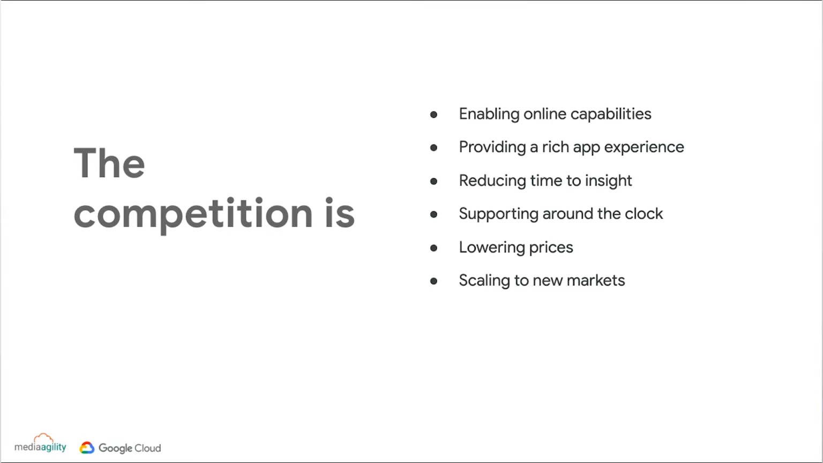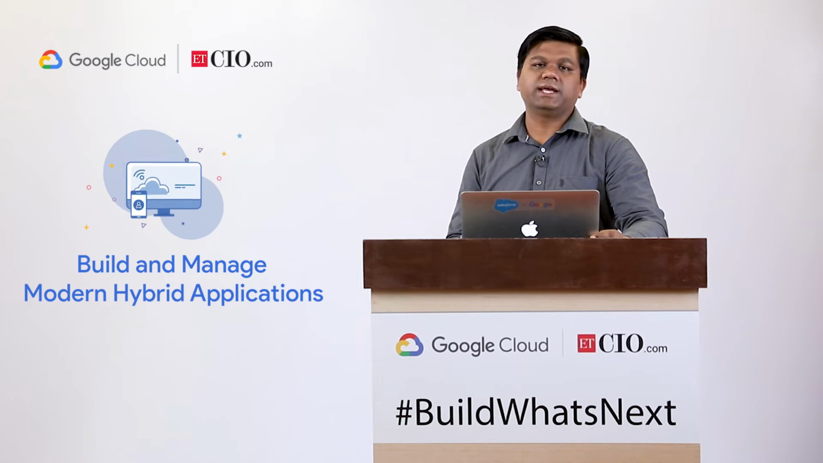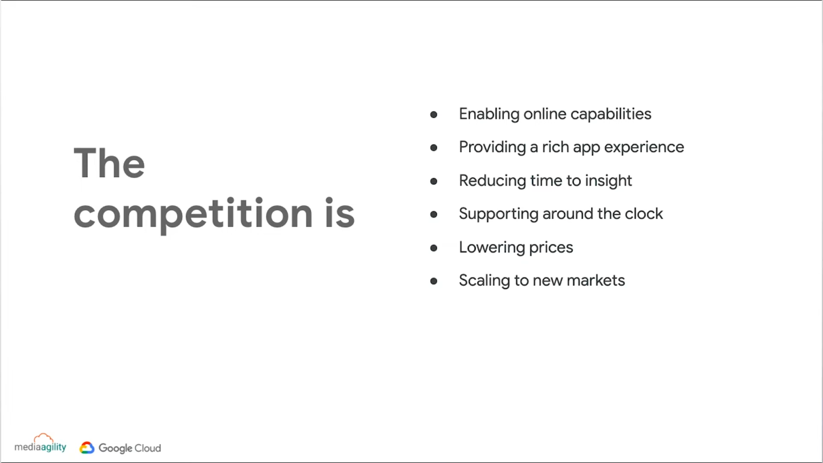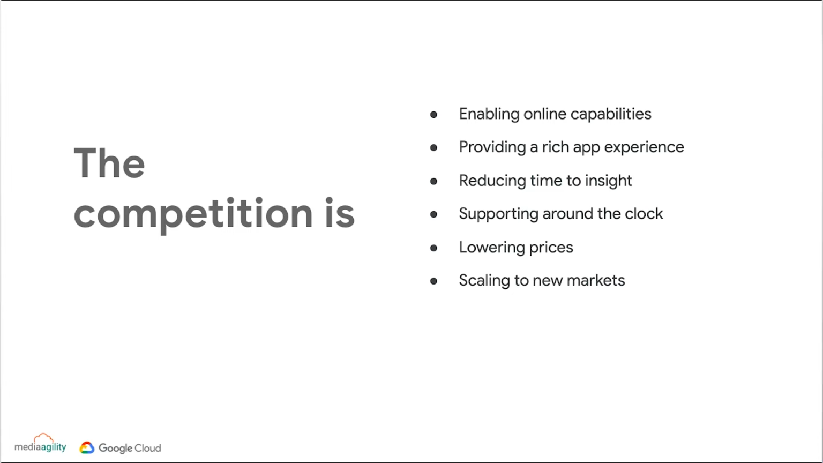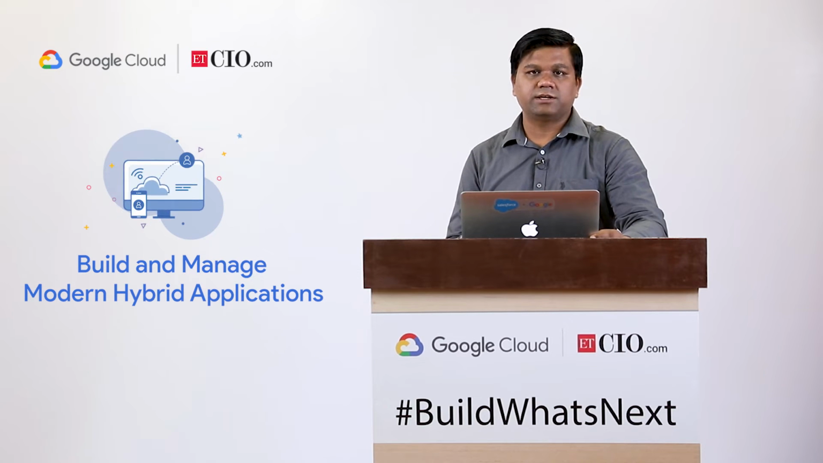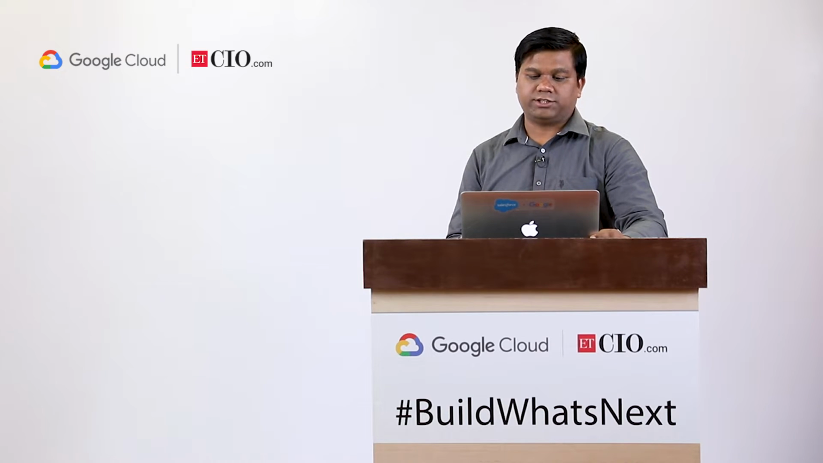The competition, where we are directly competing or indirectly competing, is enabling online capabilities. That means if you are not focused on doing the online business, there is someone else who is doing this already. Providing a rich app experience, which means they are improving the design and quality of the application day by day, reducing time to insights. They consume the information fast, they change based on what my customer expectations are, and then they reiterate and launch.